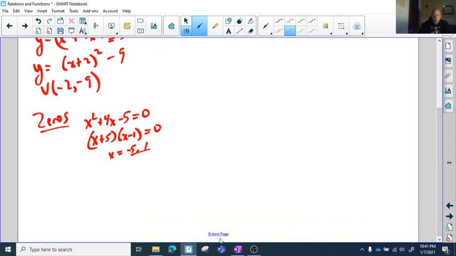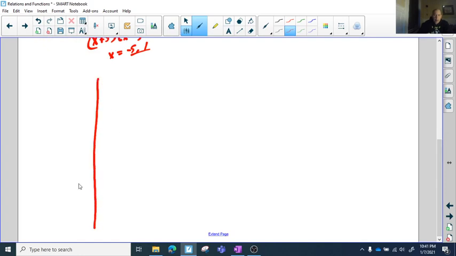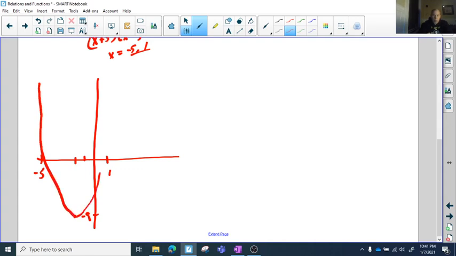Alright, here's what we found. We've got a quadratic, vertex at negative 2 and negative 9. It had zeros at negative 5 and positive 1. So this is what it looked like without considering the absolute value. Alright, again, don't make fun of my bad parabolas. It's hard to do these on this tablet. Alright, that's not my final product though.